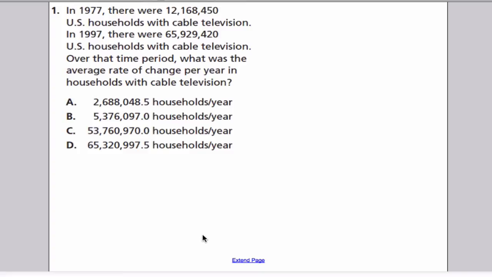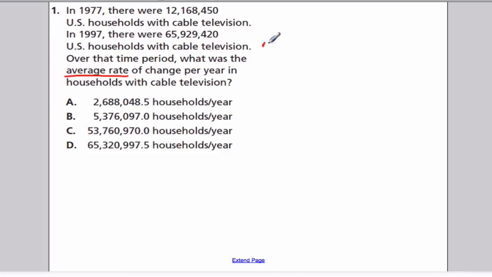12,168,450 U.S. households with cable television. In 1997, there were 65,929,420 U.S. households with cable television. Over that time period, what was the average rate of change per year in households with cable television? The hint here is the average rate of change. When you see average rate of change, they're asking you for the slope.